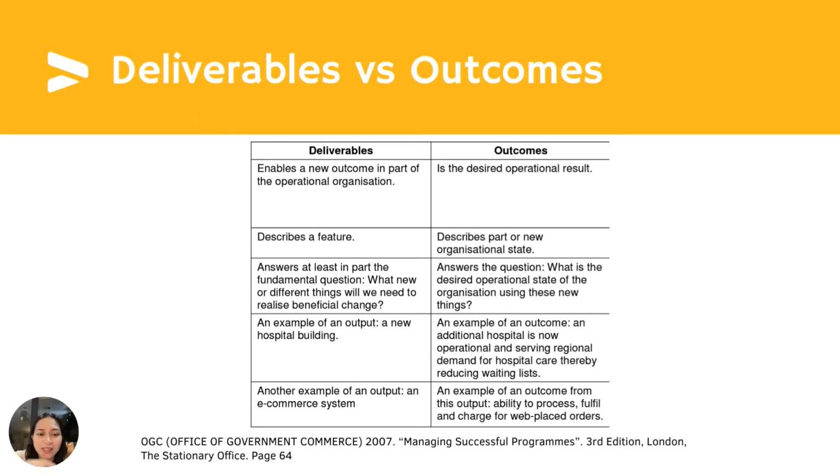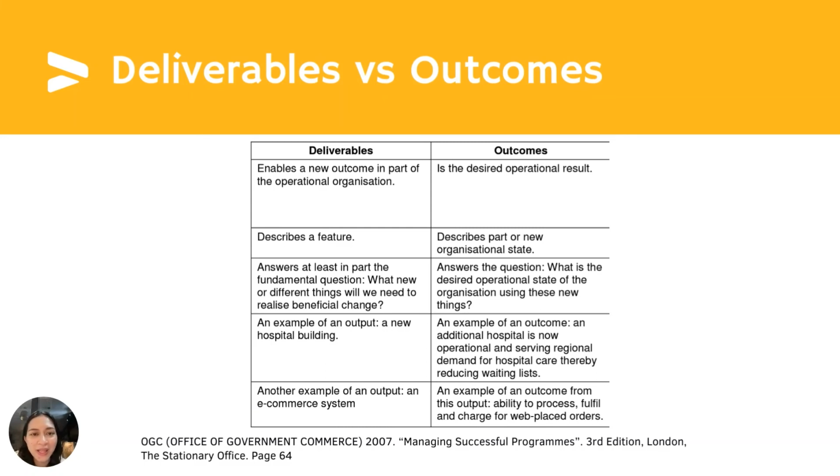Going to this table here, deliverables enable a new outcome in part of the operational organization, while outcomes are the desired operational result. Deliverables describe a feature, but outcomes describe part of a new organizational state. Your deliverables will answer what new or different things we will need to realize beneficial change, and outcomes will answer the question, what is the desired operational state of the organization using these new things?